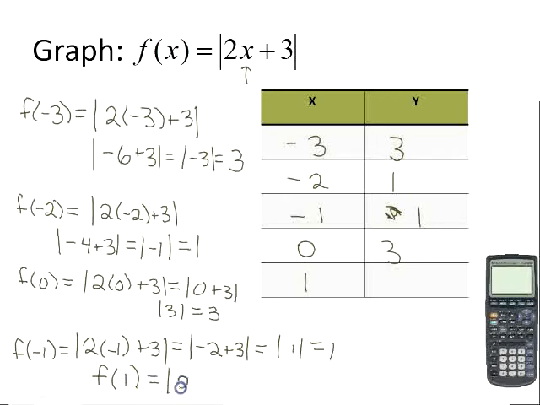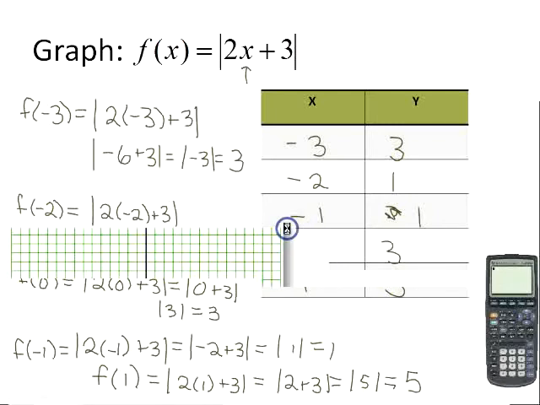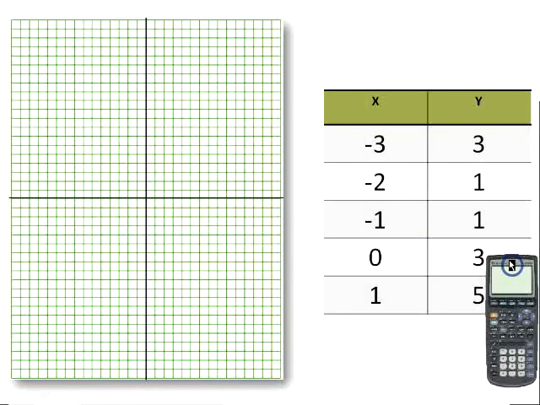Now let's put in a +1 for x. So the absolute value of 2 times 1 plus 3, which gives me the absolute value of 2 plus 3, which is the absolute value of 5. So the absolute value of 5, of course, is 5. So now I have enough information that I want to plot my points.